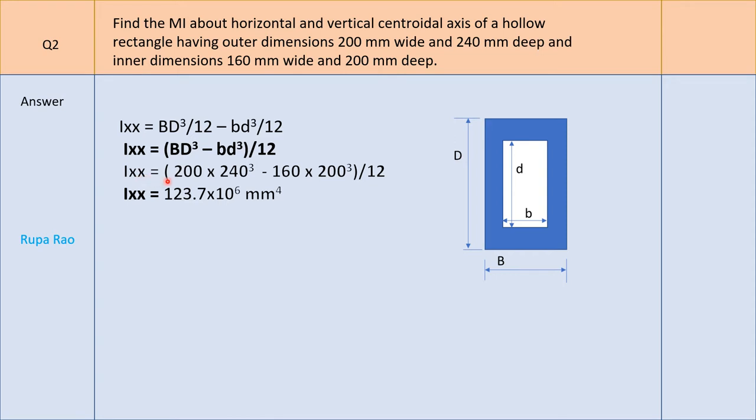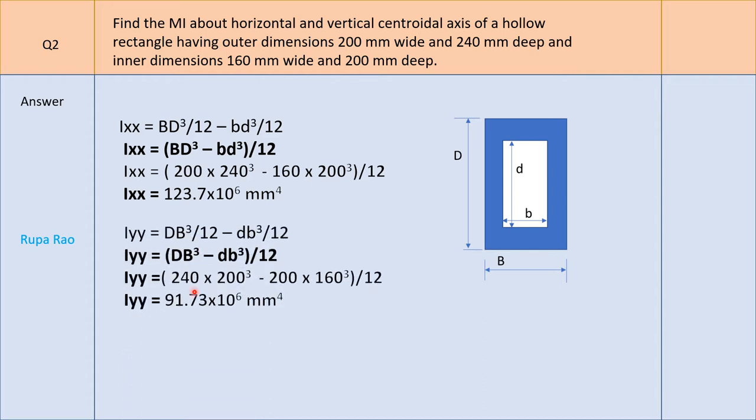So do the calculations, take the calculators in your hand, bracket open 200 into 240, press x cube button, minus 160 into 200 x cube bracket close divided by 12 is equal to, you will get the answer Ixx is equal to 123.7 into 10 raised to 6 mm raised to 4. Then let us calculate moment of inertia about the vertical centroidal axis Iyy is equal to.